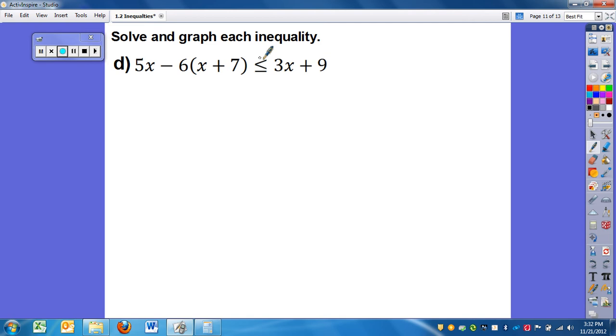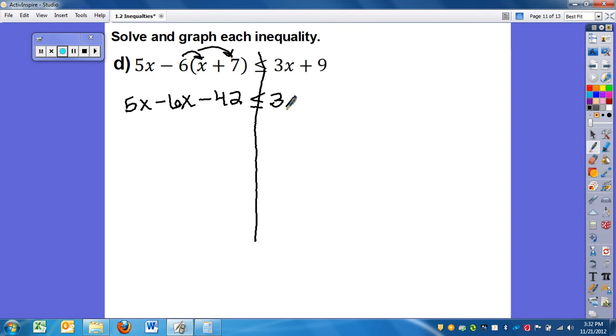So in D, we have a lot of our equation strategies we're going to have to use. First, we're going to distribute the negative 6. So I have 5x minus 6x minus 42 is less than or equal to 3x plus 9. So I have 5x minus 6x. We have combined like terms because they're on the same side of the line. So that is negative x or negative 1x. If you have the 1 there, that isn't wrong. Less than or equal to 3x plus 9.